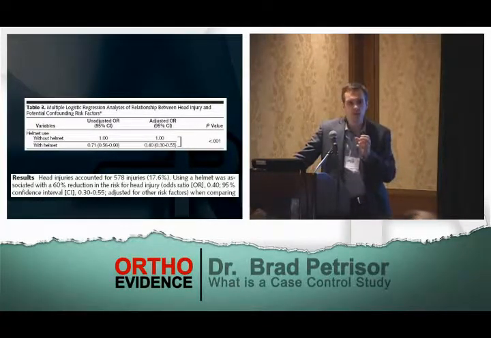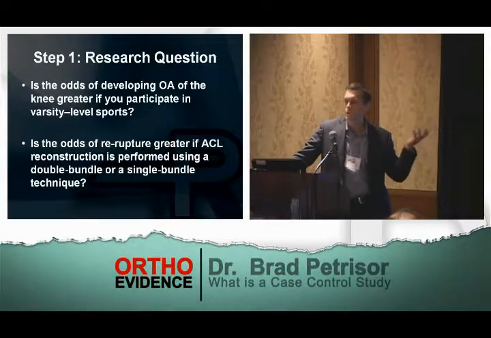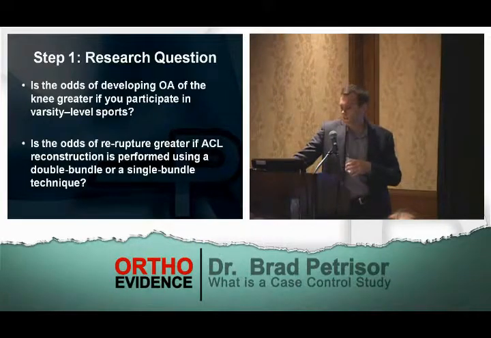So the study design was retrospective, but they're giving us all the things that we need to try and think about, is this associated or not? So when you think about doing a case control, the first thing to ask is, well, what is your question? So some questions like, well, what's the odds of developing OA of the knee if you're in varsity level sports? What's the odds of a re-rupture if the ACL reconstruction needs a double bundle or single bundle?